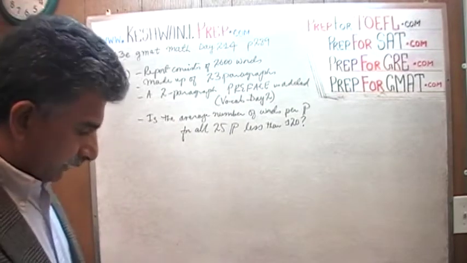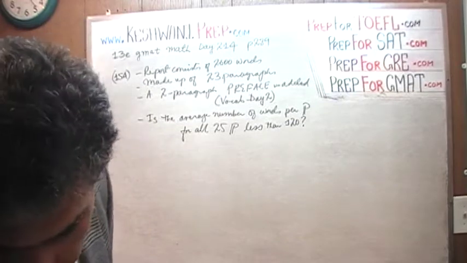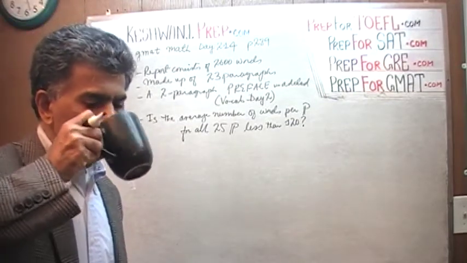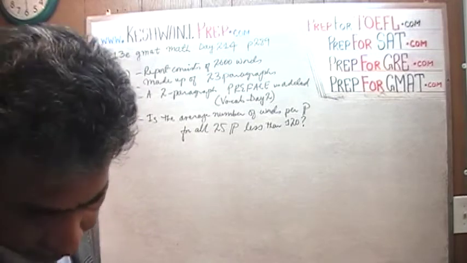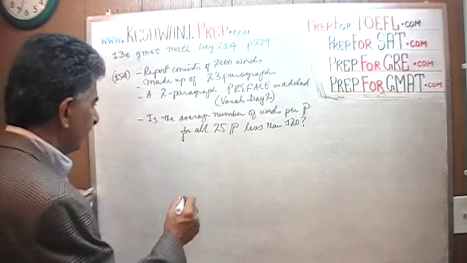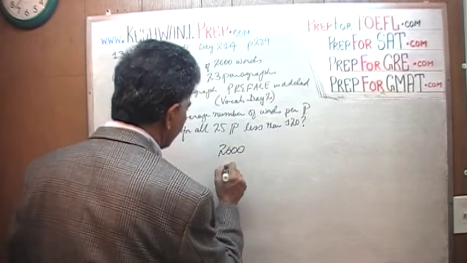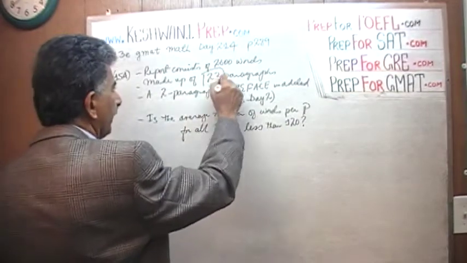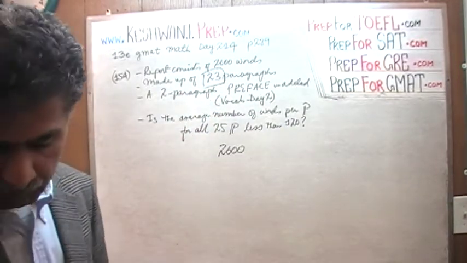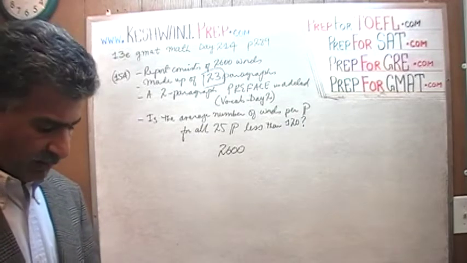So let's see what we can do here. Before we actually look at the statements, let's analyze the situation first. Let's first understand what we are dealing with here. We have 2,600 words which are at present divided up into 23 paragraphs. Let's find out how many words it works out to be per paragraph as it stands now.